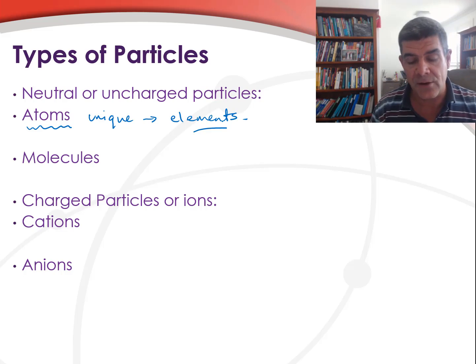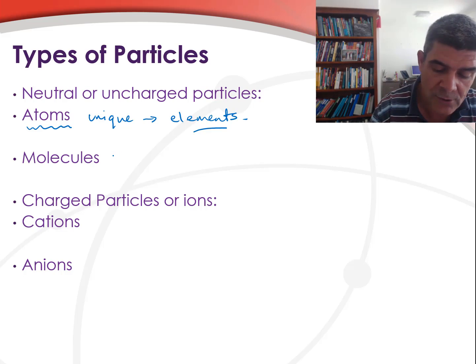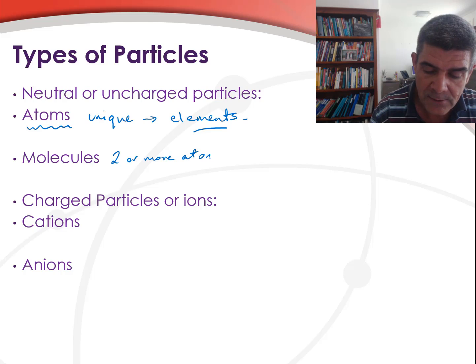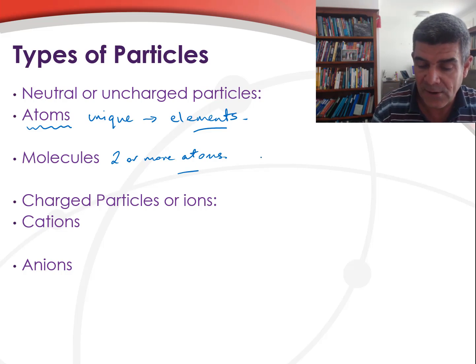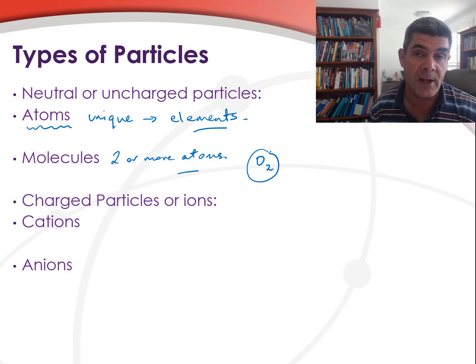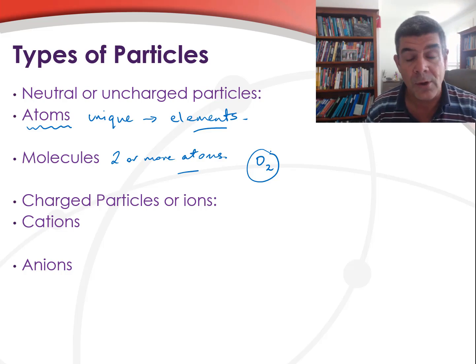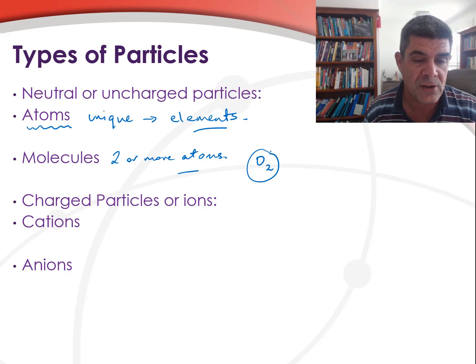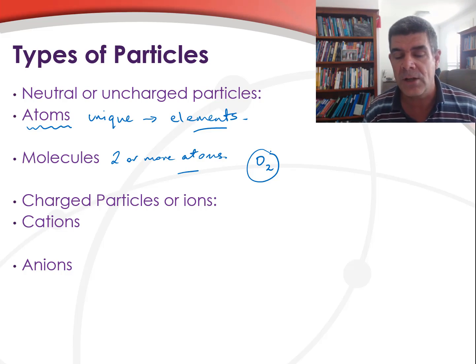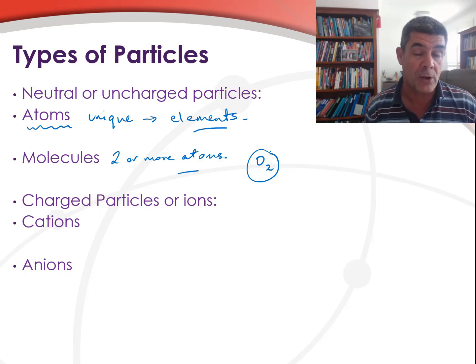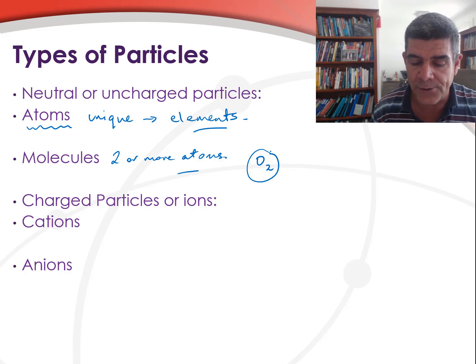Atoms can join together to form molecules. So this is two or more atoms. But when we talk about oxygen, the oxygen that's in the atmosphere, oxygen is a diatomic molecule, O2. We can still talk about particles of oxygen, but now we're not really talking about particles of oxygen atoms. We're talking about particles of oxygen molecules, O2 molecules.